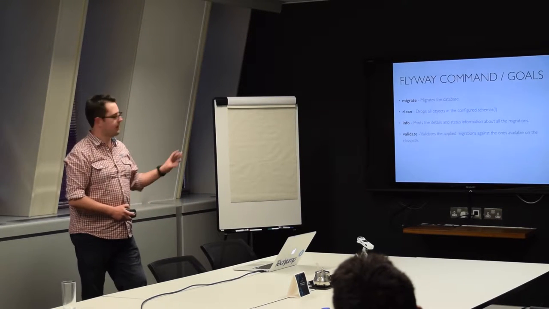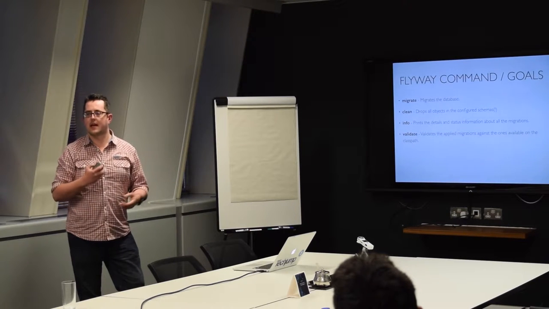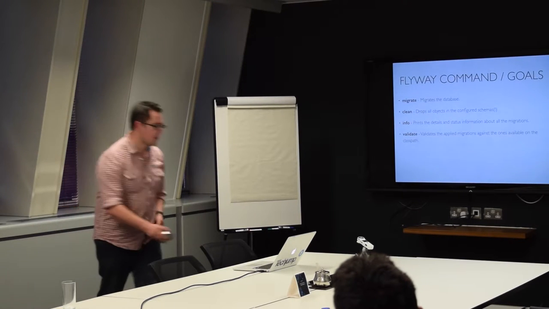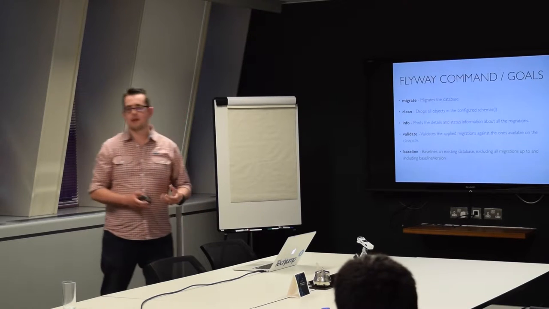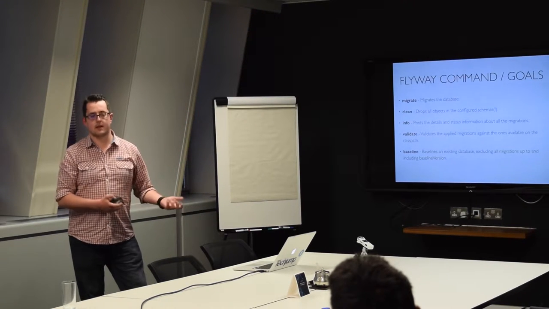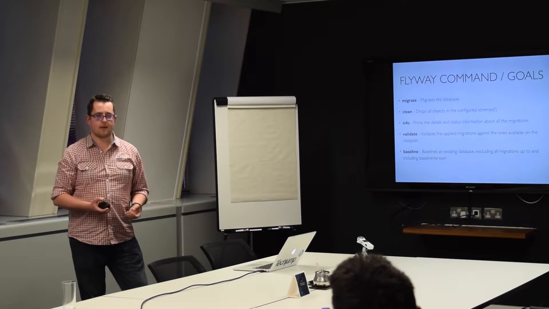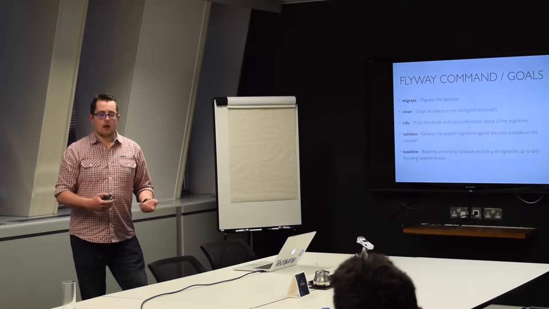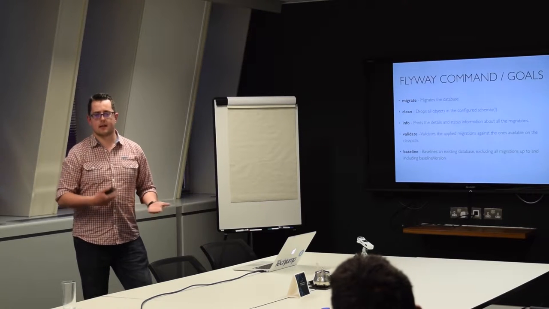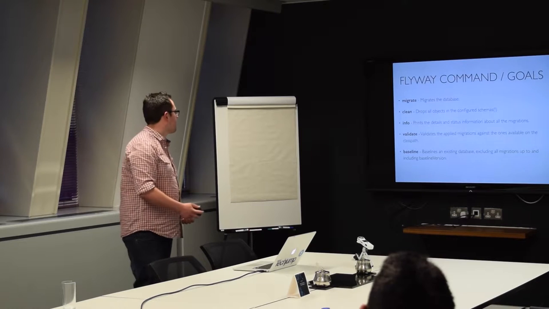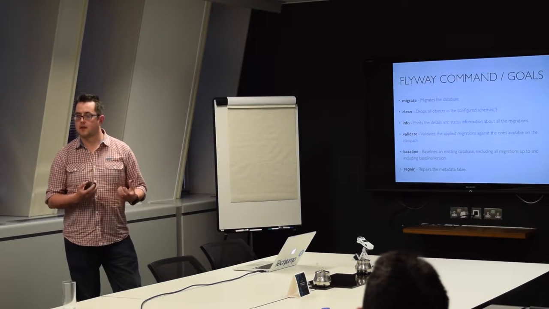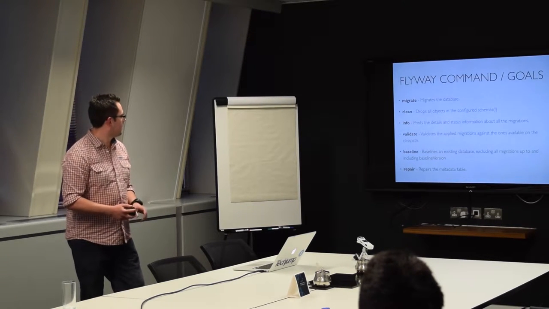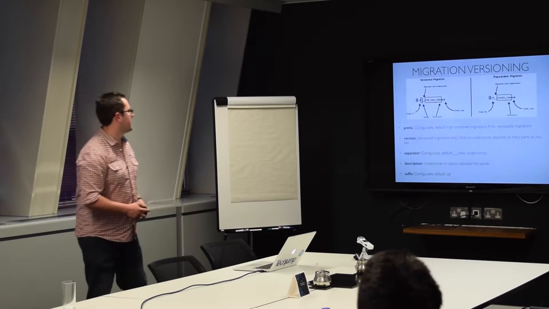Validate, I'll cover this a little bit further in a minute, but essentially just checks the state of the migrations, the content of the migrations against the version table. Baseline, this is for when you're introducing Flyway to the project and you want to specify your starting schema. So it's the file that contains all of the database creation, indexes, constraints, all of that sort of thing. And repair, if by any chance the version table that Flyway uses gets damaged, this will initiate a repair. So I've covered those very quickly, but I'll go into a bit more detail.